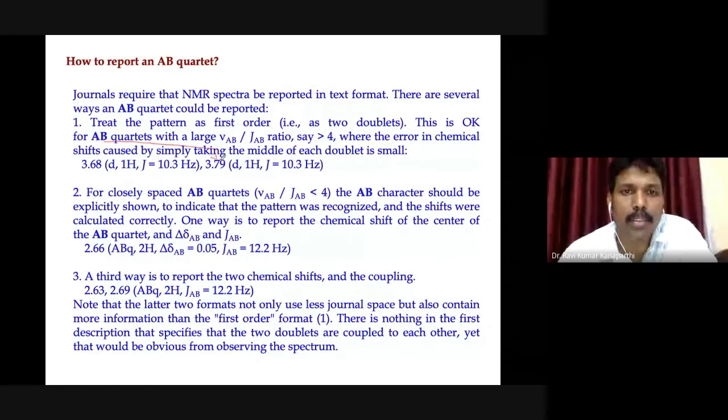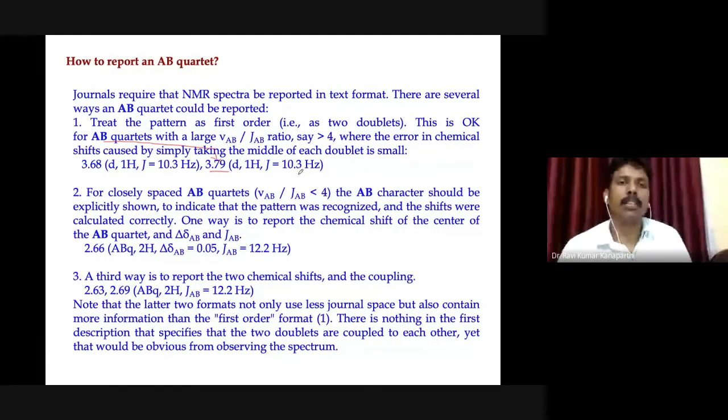3.79 is for the B value. Again it is a doublet, one proton, and the J value is represented. So this is the way to represent an AB quartet if the signals are reasonably separated, especially if this ratio is greater than 4, then we can follow this method. You can represent both the doublets separately.